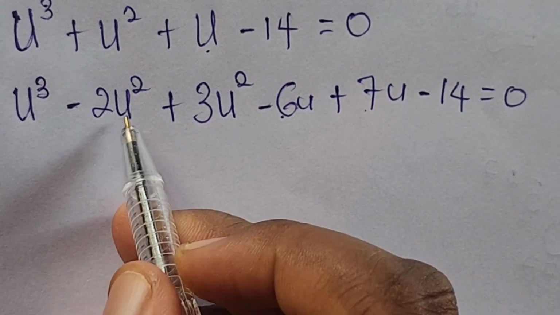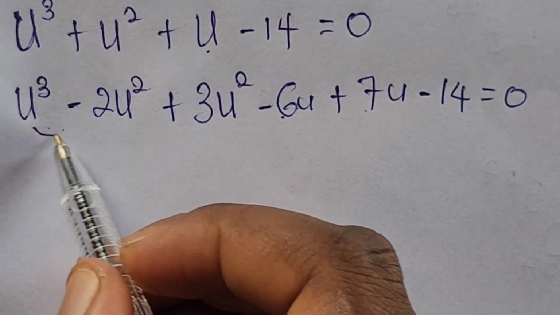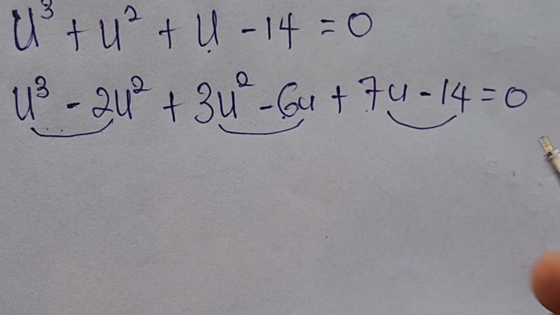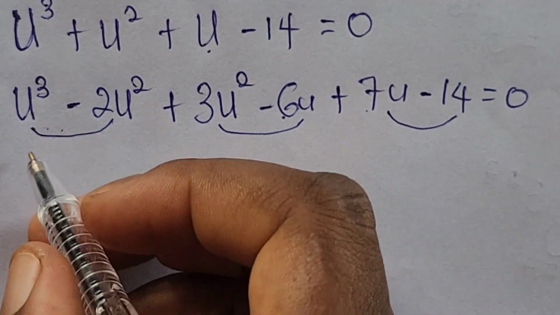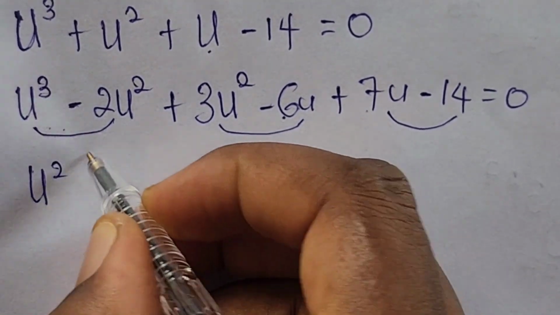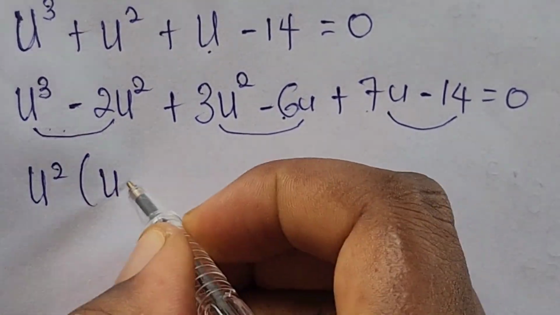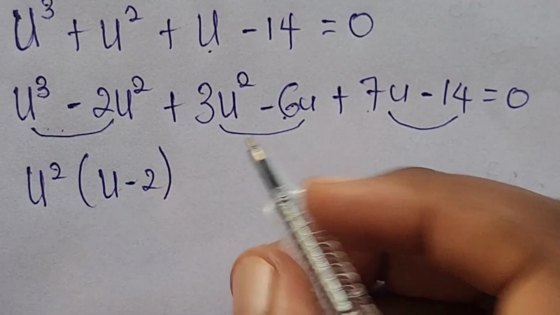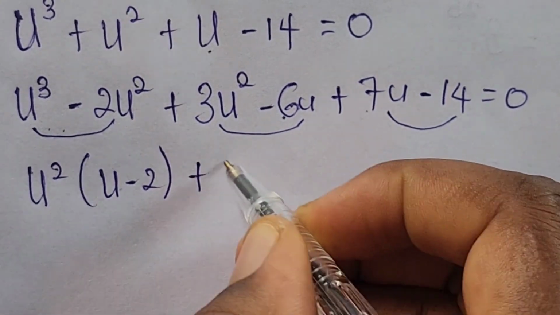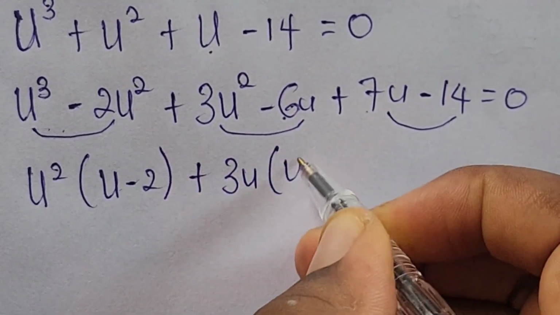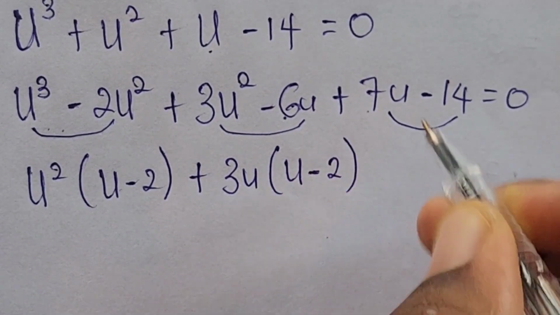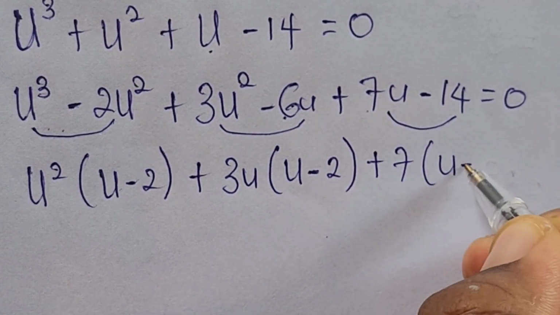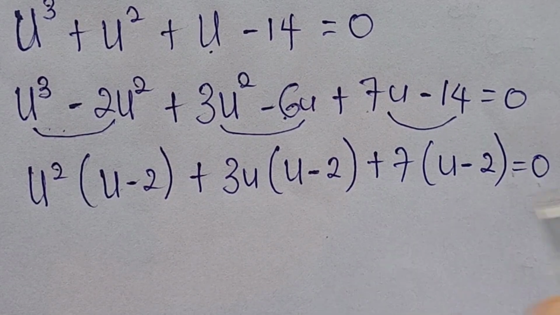From here, we'll be factoring out 2 by 2. So we have this and this. We have this and we have this. When we factor out u squared from here, we are left with u minus 2. And when we factor out 3u from here, we have u minus 2. We factor out 7 from here, we have u minus 2 and it's equal to 0.